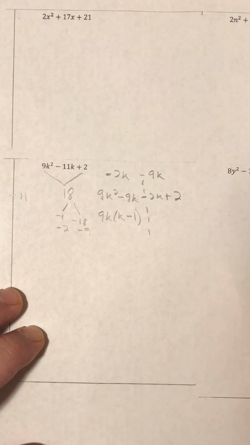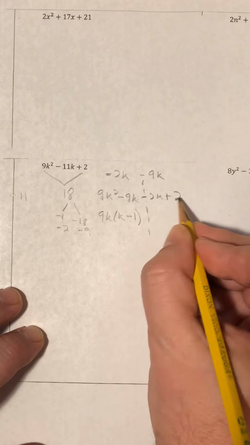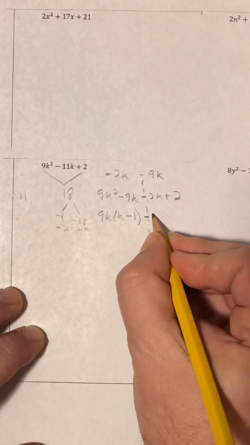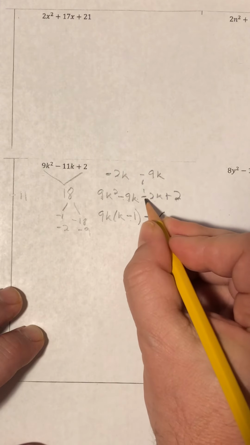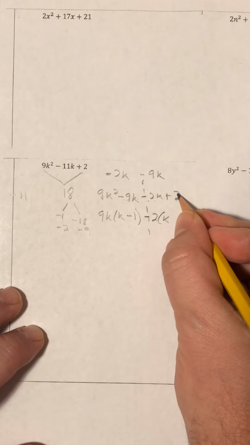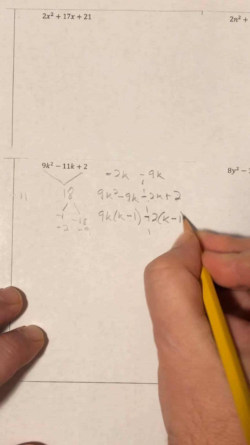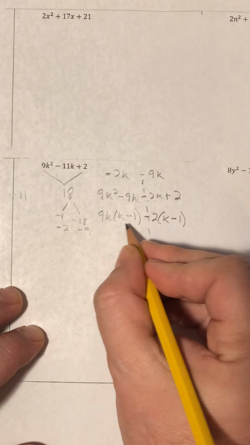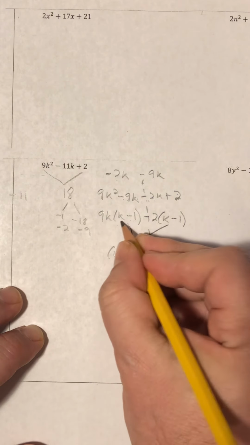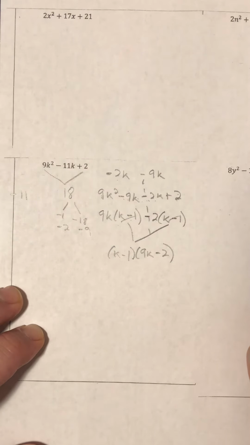Let's look at the right side. I've got negative 2k plus 2. Well, since I've got a negative 1 over here, if I took out a negative 2 from both of these, that would leave this as a negative 1. So let's take out a negative 2 from both of these terms. If I take out a negative 2 from negative 2k, that leaves me with positive k. And if I take out a negative 2 from positive 2, divided by negative 2 is going to be negative 1. Okay? So now I've got k minus 1 that I can take out of both sides, and then that's going to leave me with times 9k minus 2. So that's how you're going to factor that one.